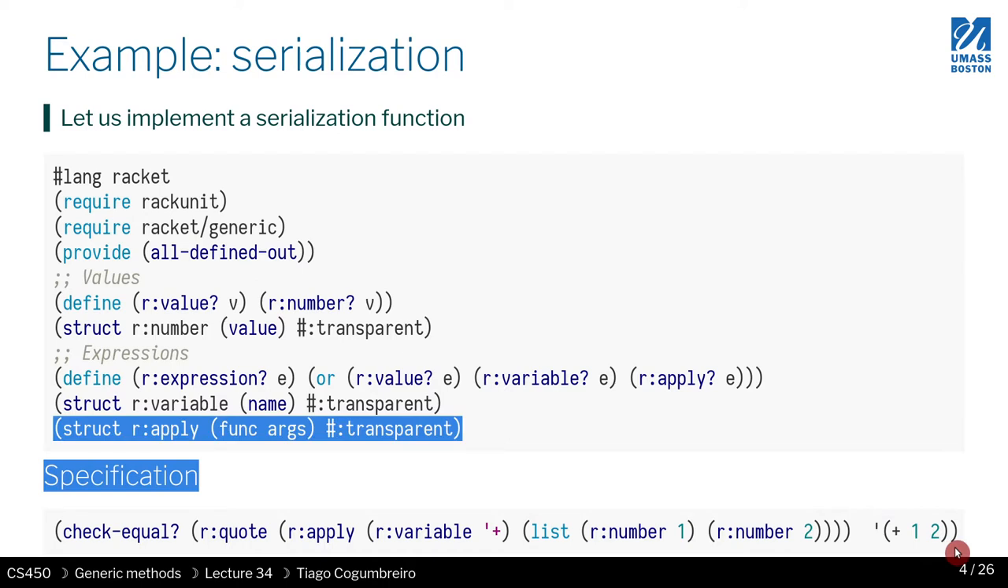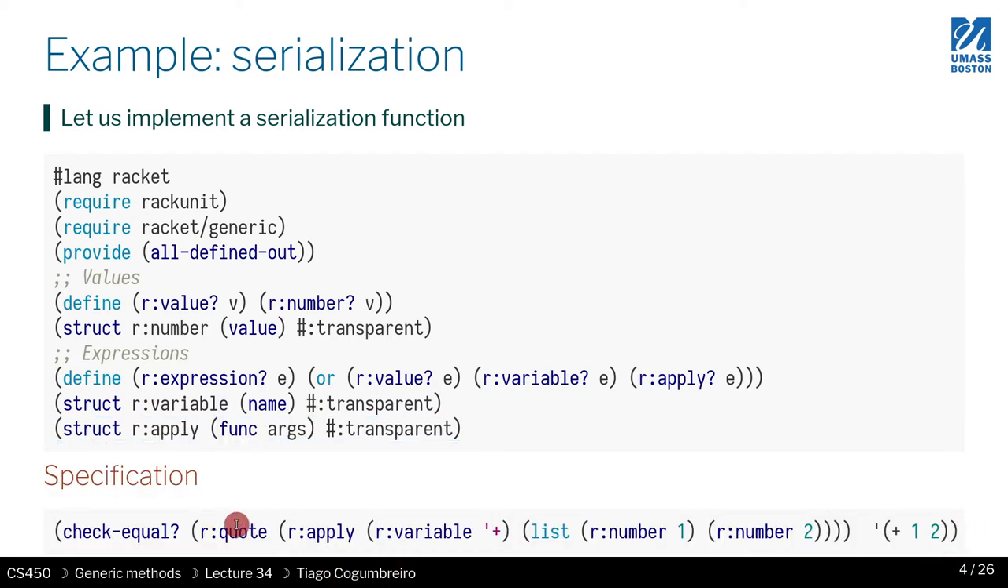So this is an example of quoting. Quoting is just the part that takes an AST and generates an S expression. So take this example, a very simple language where you have the values, our number and our value, and you have expressions, which are either values, variables, or apply. So homework three.